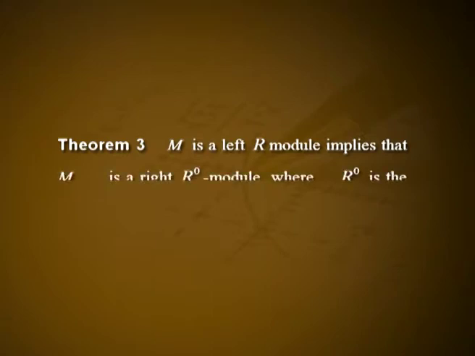Remark: (R^0)^0 is equal to R. Theorem 3. M is a left R module implies that M is a right R^0 module, where R^0 is the ring opposite to R. Proof: by theorem 2, we have a ring homomorphism psi from R to End M. We take the composition of this with the identity map ID from R^0 to R, which is an anti-isomorphism, to get an anti-homomorphism R^0 to End M, which means M is a right R^0 module.